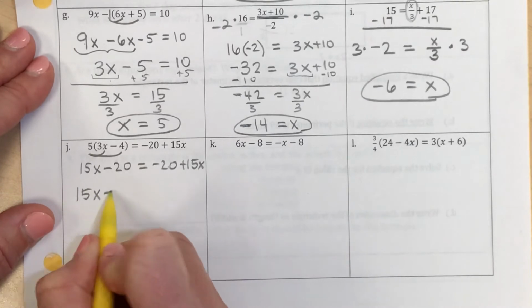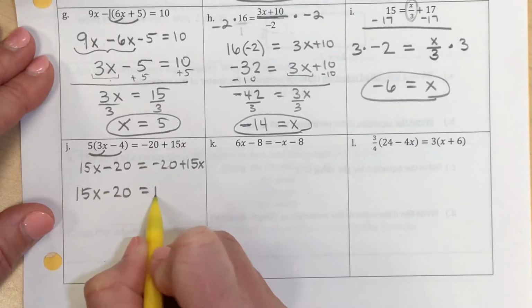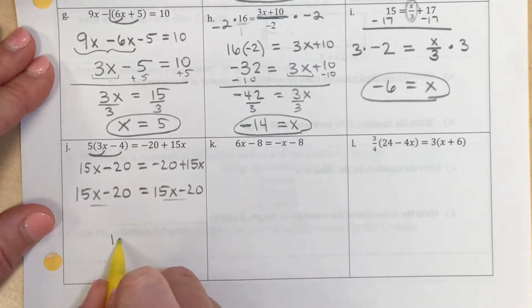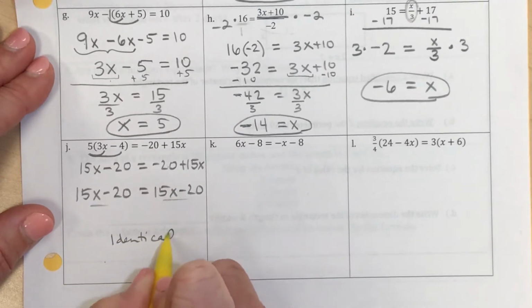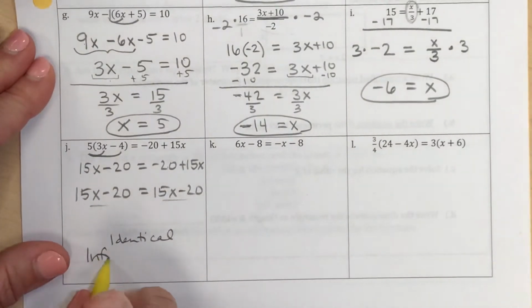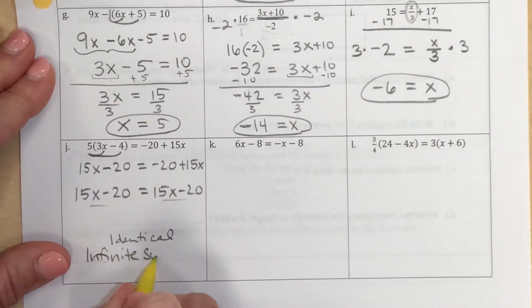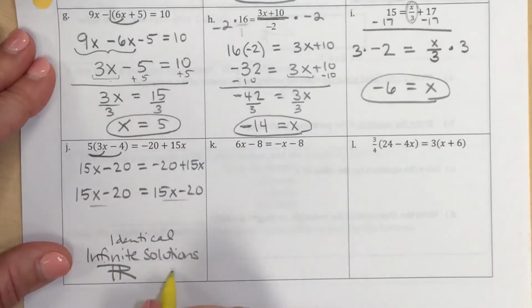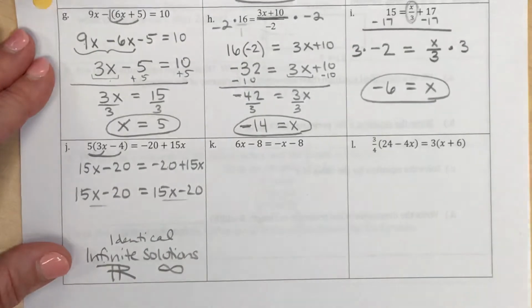Watch, I'm going to rewrite this. Do you see it now? Do you see that these are identical? Anything you put in here is going to match what you put in here. This is infinite solutions. You could put all real numbers. You could write even the infinity sign. Those would all be good.